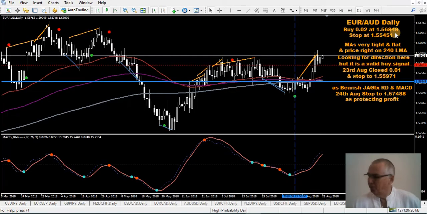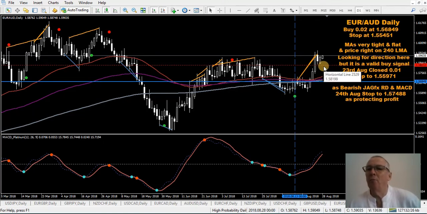Euro Aussie, we're in a buy back here, already closed half. Just jammed my stop up a lot tighter this morning, so I moved my stop up to 1.58212.